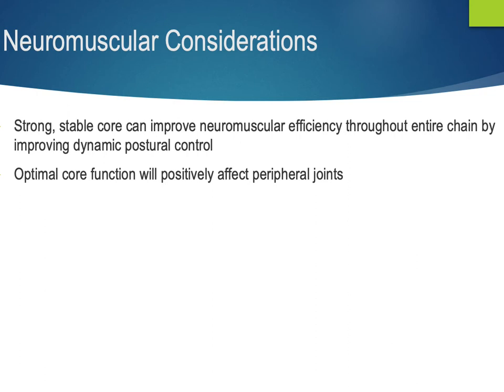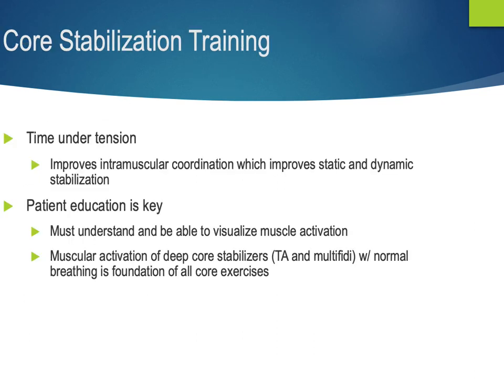So we want to start with that strong, stable core with that supported base of environment, and then progress out of a supported base and open, with still isometric holds, then add in more trunk movement, then add some force into that. Optimizing your core function will very, very positively affect your peripheral joints and protect them as we ask them to do a lot of the demands of life.